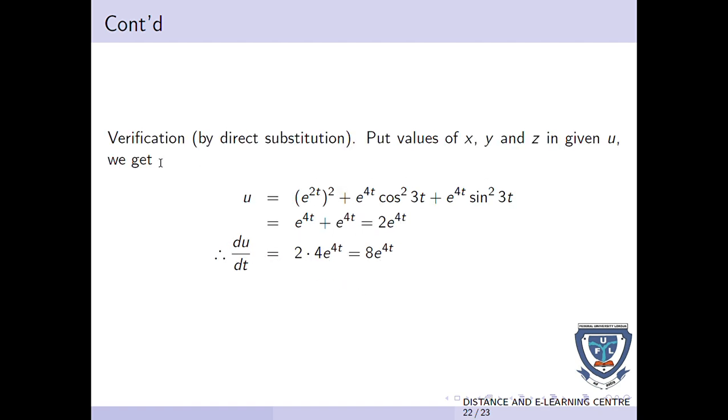Now let's verify by direct substitution. Put values of x, y, and z in given u. We get u equal to (e raised to power 2t) squared plus e raised to power 4t cos squared 3t plus exponential 4t sin squared 3t, and that will reduce to 2 exponential 4t. Therefore, the total derivative du dt will still give us 8 exponential raised to power 4t.